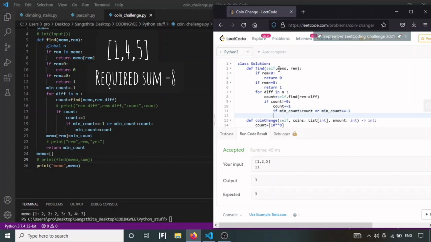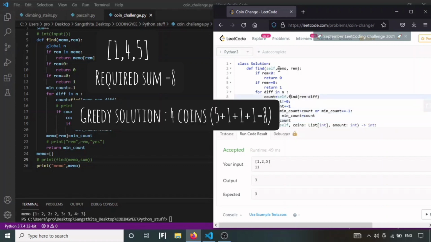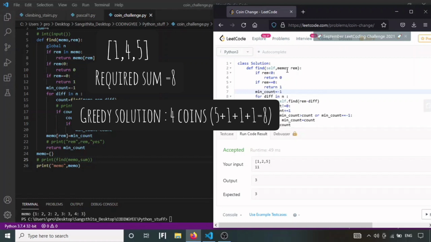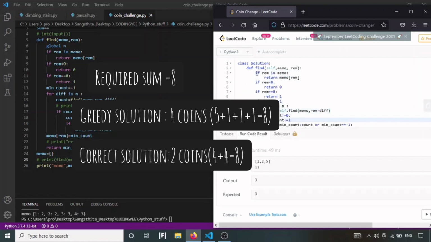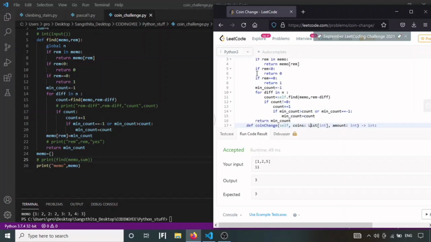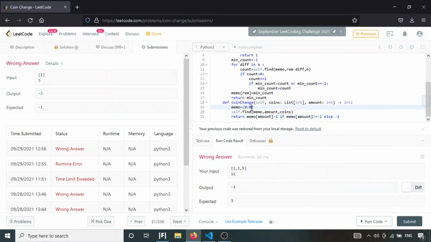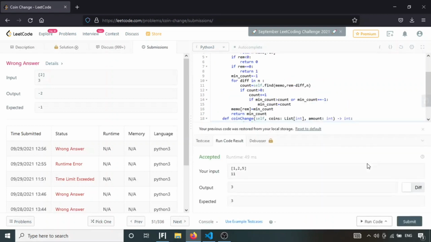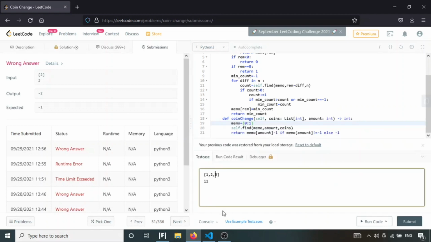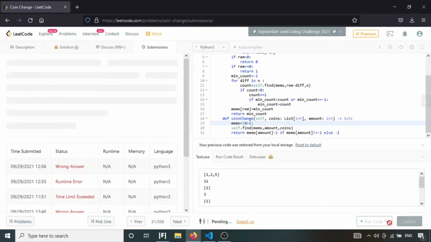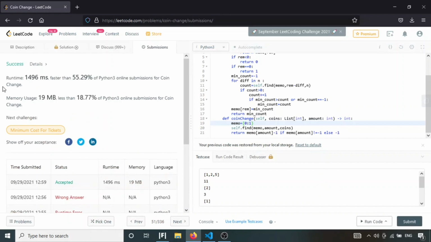If you go by the greedy approach, the answer would be 5 plus 1 plus 1 plus 1, which would be 4 coins. But it's obvious that that is not the correct answer, and the correct answer is 4 plus 4 equal to 8, which is 2 coins. So if you go by the greedy approach and always choose the maximum or the minimum quantity at every iteration, that does not really always guarantee getting the most optimized solution in the long run.